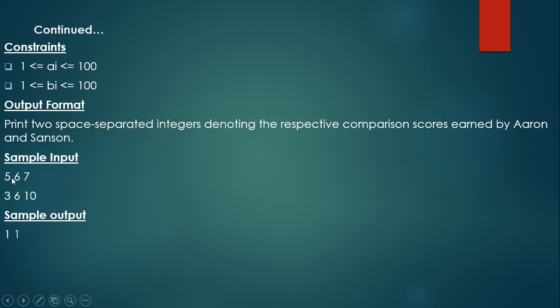5 is greater, so we award Aaron 1. Then the second one, 6 and 6, they are equal. Nobody gets a point. Then the next one, 7 and 10, then 10 is greater. So we award the second person a point. But in the case where this was higher than 10, then we have 2 here, and the second person gets nothing.